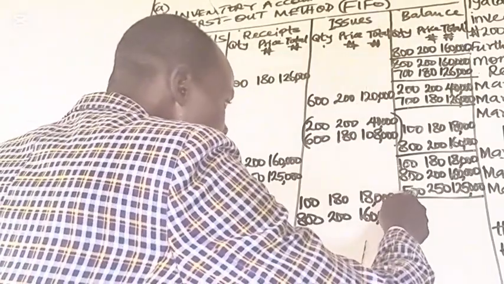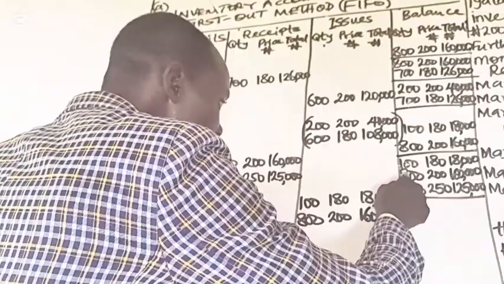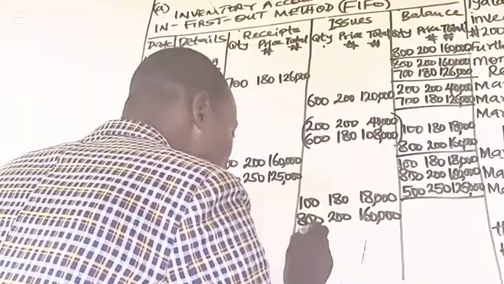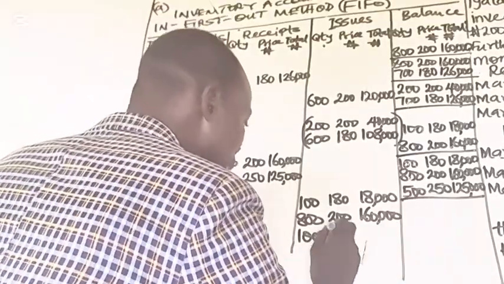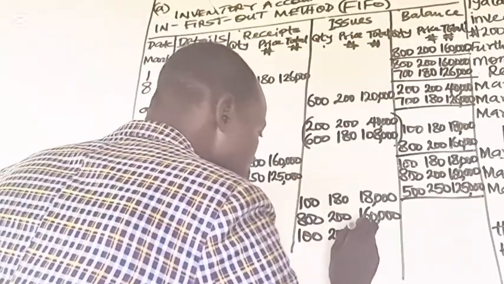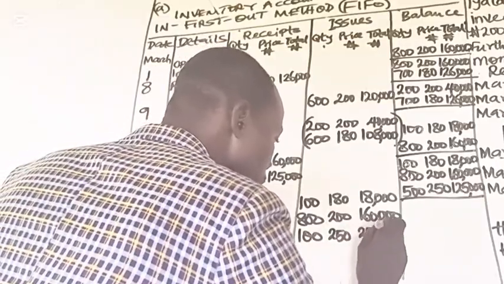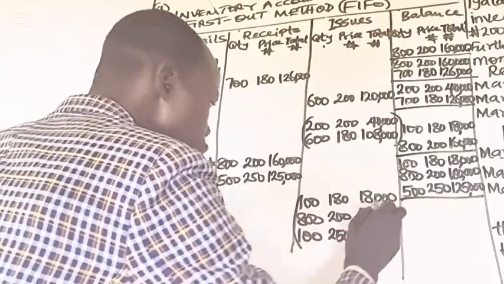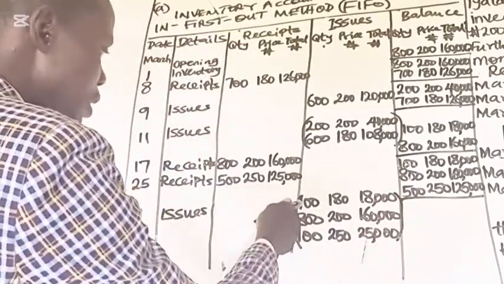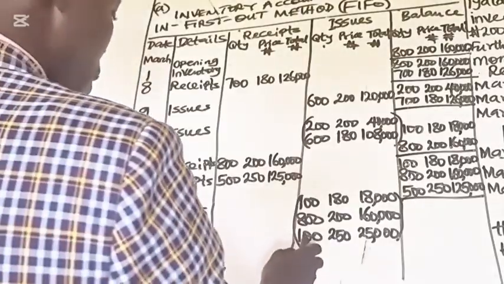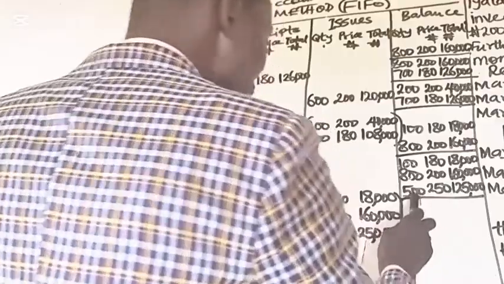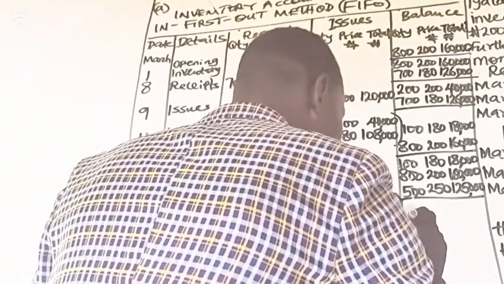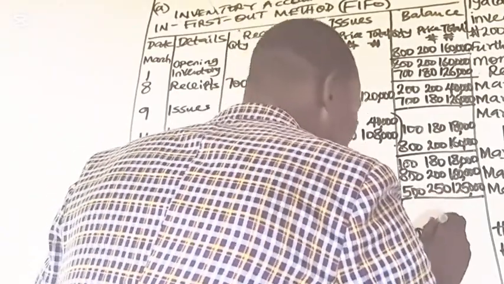Since you have exhausted this, you can issue the remaining 100 from the 500. You have 100 at the price of 250. That amounted to 25,000. So this is the issuing of 1,000: 100 plus 800 is 900, plus 100 is 1,000. Here, you have issued 100 from this 500. You are left with 400 at the price of 250.